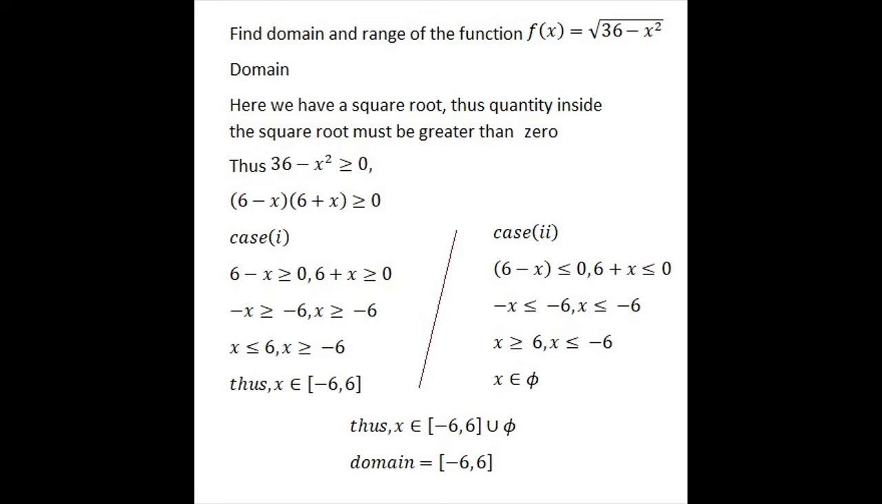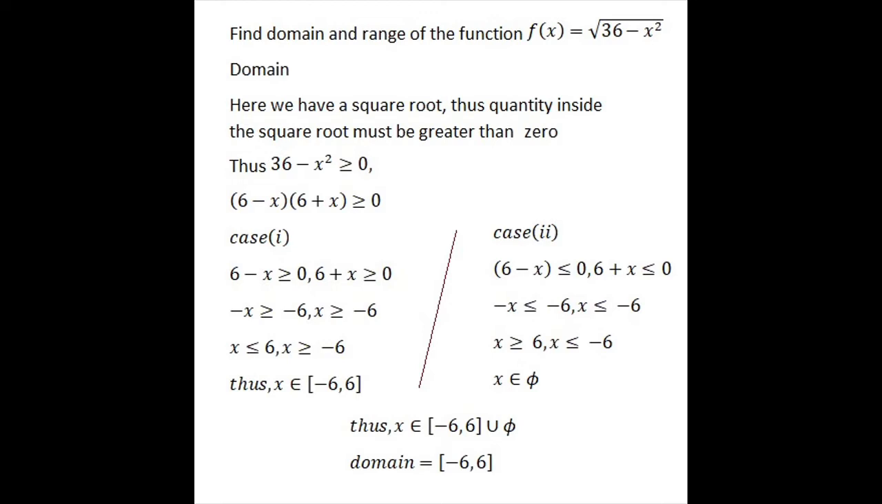Factorize: 6 minus x into 6 plus x is greater than or equal to 0. So both 6 minus x and 6 plus x must be positive, or both of them can be negative. In order to make the whole thing positive, positive into positive is positive, or negative into negative is also positive.